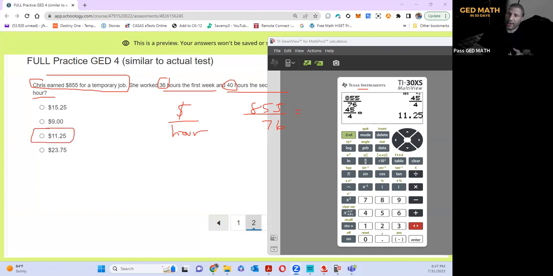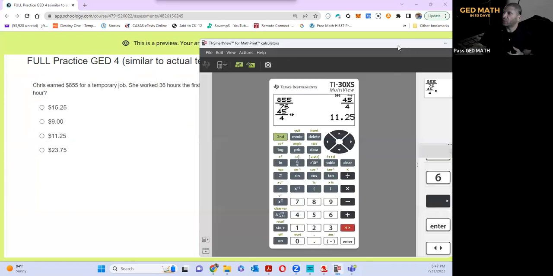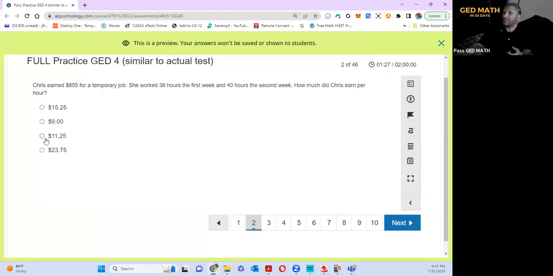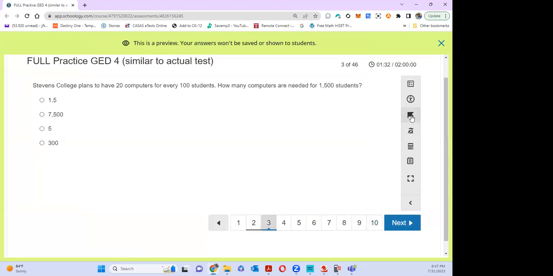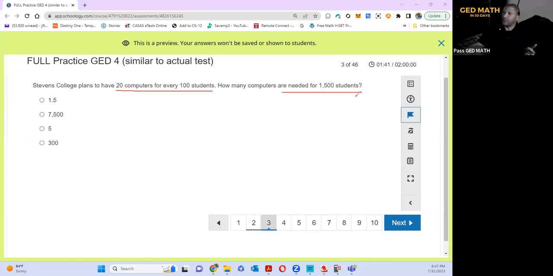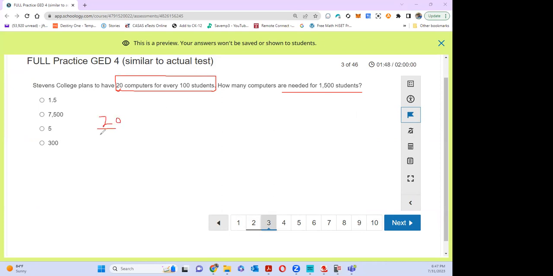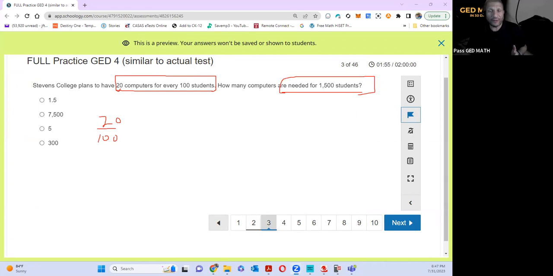This is why I have these practice tests on Schoology, so you can see the number of different types of problems. Say you didn't know how to do it, you could flag this for review, just like the real exam. So here, a school plans to have 20 computers for every 100 students. How many computers are needed for 1,500 students? What you have to recognize is this is the ratio they give you: 20 over 100. The second thing you have to realize is you need another ratio, because you need to know how many computers you need for 1,500.